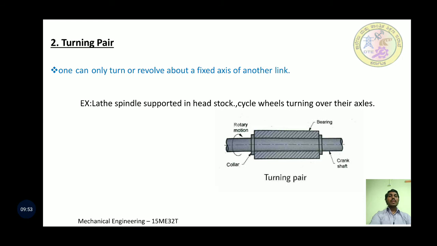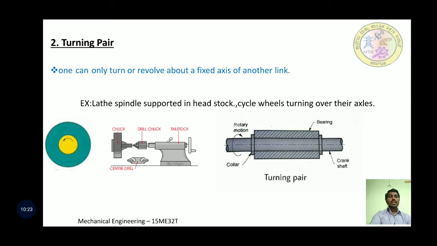Example, a lathe spindle supported in the headstock, cycle wheels turning over their axles. So here, consider an object having a circular hole, and a circular shaft is inserted. One can revolve or turn over the other fixed link.